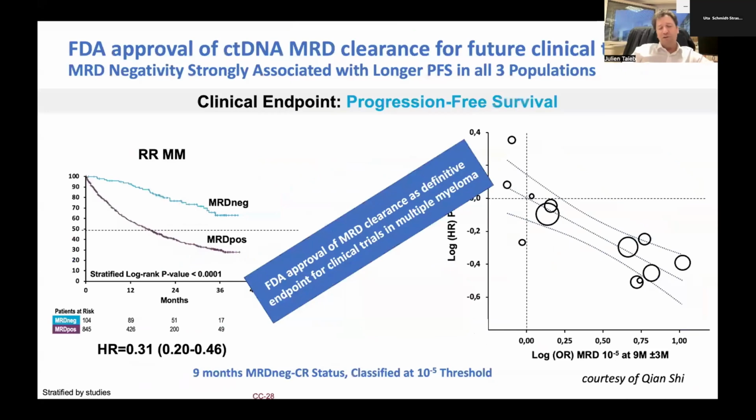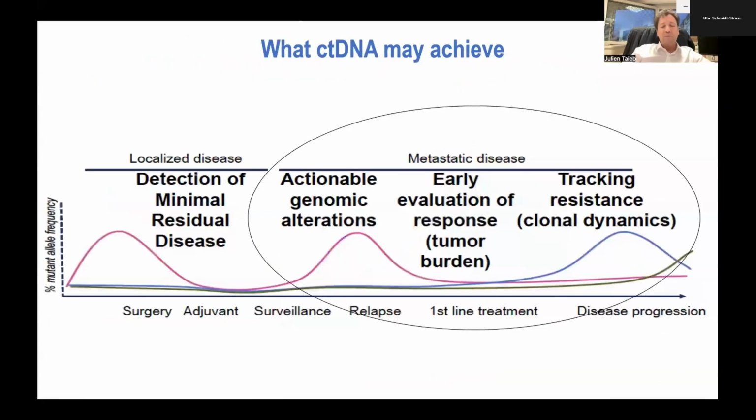It is also very important to understand that in the future, ctDNA in the adjuvant setting may be a primary endpoint of clinical trials. I don't know if you're aware of that, but recently the FDA approved minimal residual disease clearance as a definitive endpoint for clinical trials in multiple myeloma, and this may be the case in colorectal cancer in the forthcoming years also. This is very interesting because it may lead to earlier results and to moving forward more quickly to new-generation therapies for patients that are resistant.